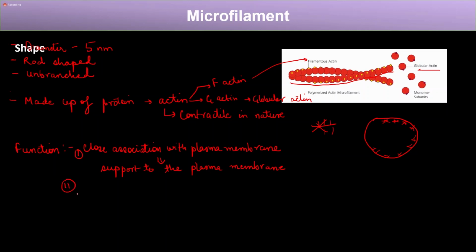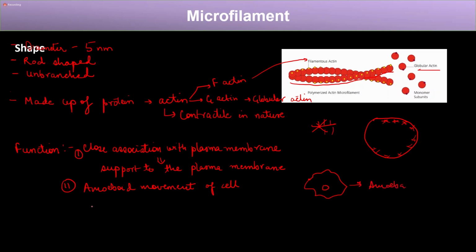Secondly, they also help in amoeboid movement of the cell. Now, what is amoeboid movement of the cell? Amoeboid means amoeba-like movement, right? So we know one unicellular organism, that is amoeba, and the way it moves is called amoeboid movement.